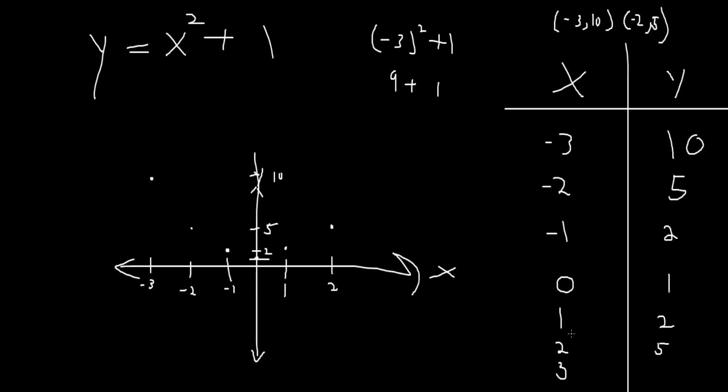And then we plug in 3. 3 times 3 is 9. Plus 1 is 10. So we're back up to 10 again. All the way over here. So now, if I connect these dots, now we see that this particular function is very different from y equals x. It's y equals x squared. This is a quadratic equation. This one is a curve.